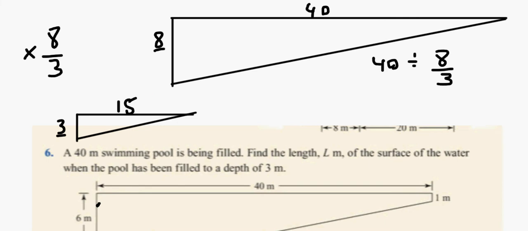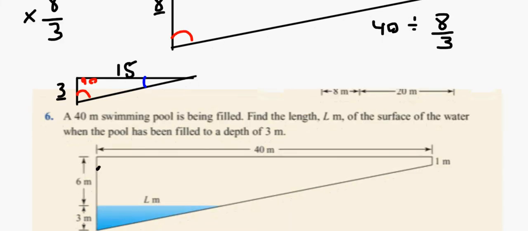So 90 degrees, same angle, third angle. Unless I ask you to prove it, you don't have to prove it. You just know they're similar. How do you know that, with the 1 meter, 1 book? How do you know that? Because it wouldn't be a triangle otherwise.